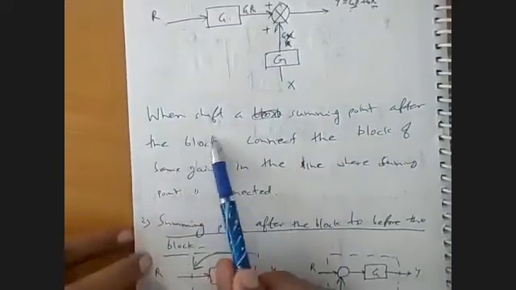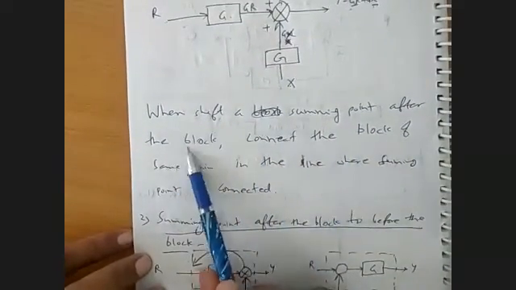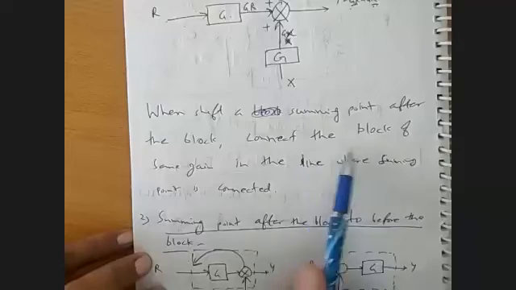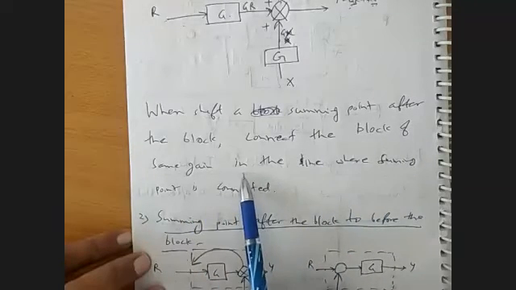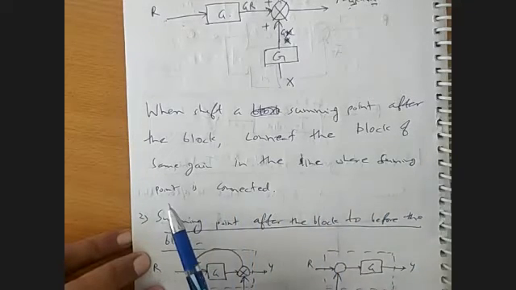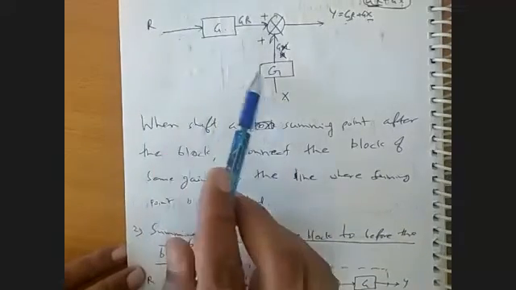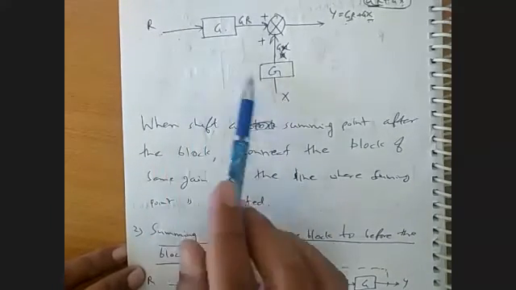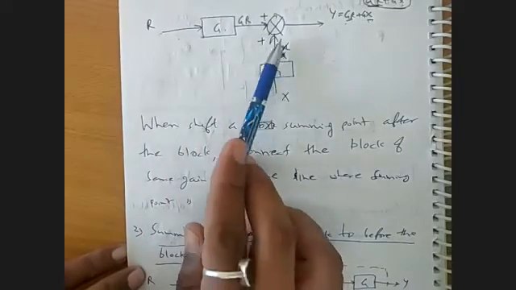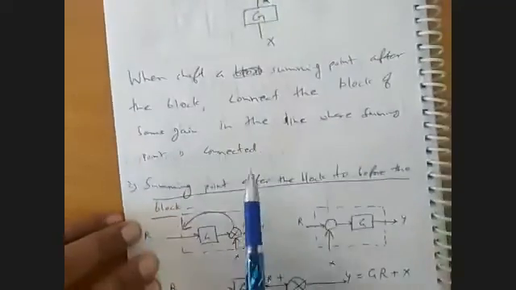So when we shift a summing point after the block, connect the block of the same gain in the line where the summing point is connected. So we will be getting the same block in both the lines where the summing point is connected.